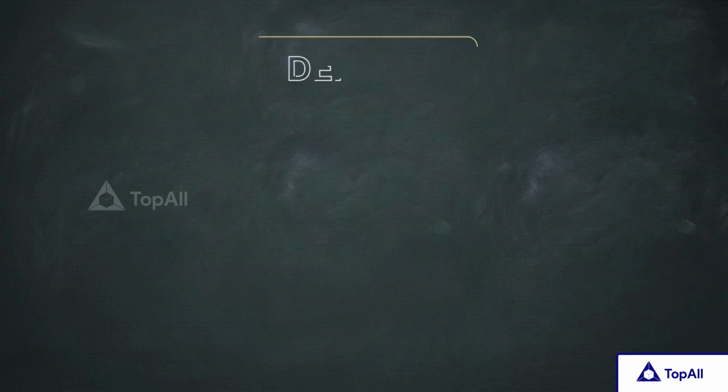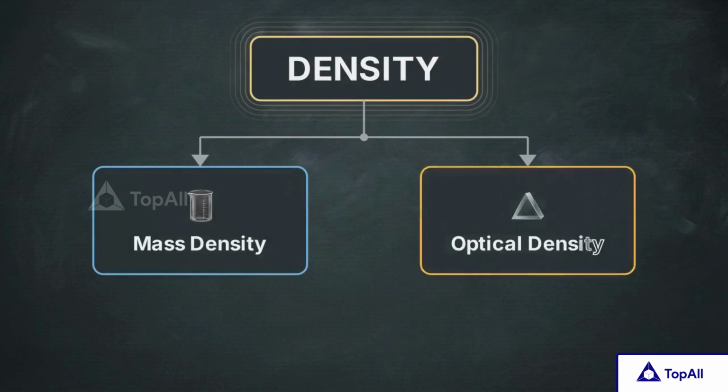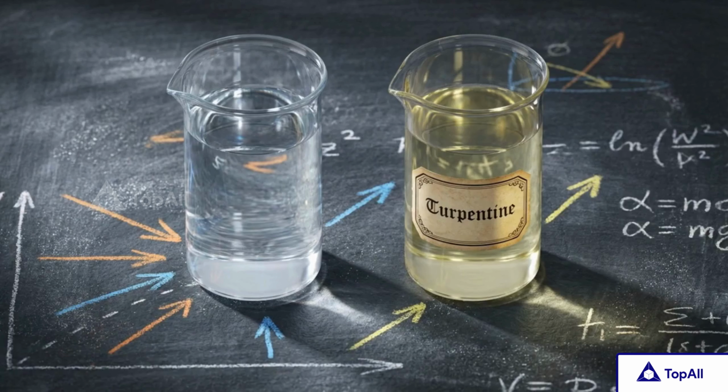To understand why light bends, we have to separate the concept of density into two distinct properties. Mass density refers to how heavy a volume of liquid is. Optical density is the ratio of the speed of light between two media. The relationship between turpentine and water illustrates how these two properties can diverge.